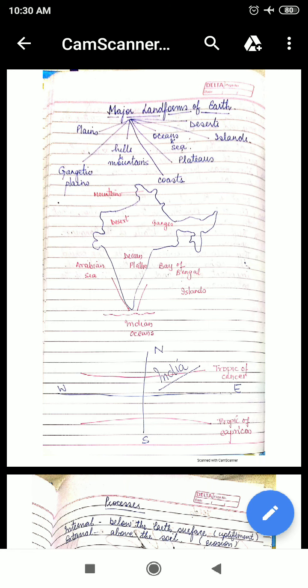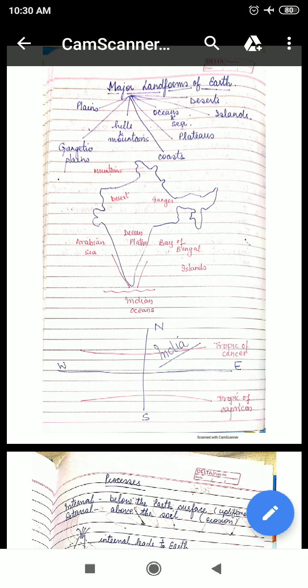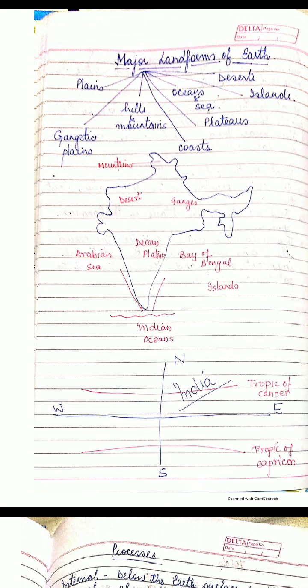So, you can see the map I have drawn. Please ignore the drawing. I know it is a bit distorted, but yes, you can understand. I have mentioned all the landforms here on the map. See, you can see the Deccan Plateau, the desert area, the mountainous area, the seas and oceans and Gangetic plains.